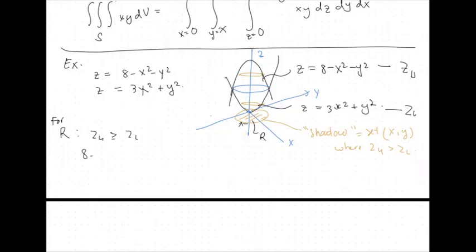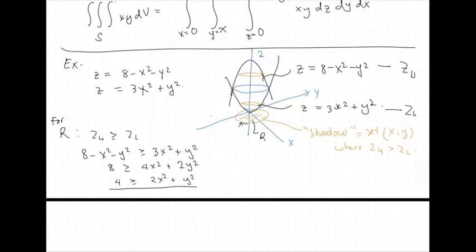So this is 8 minus x squared minus y squared is greater than or equal to 3x squared plus y squared. And then if you put the other side, you get 4x squared plus 2y squared. Oh, indeed, it's an ellipse. And then you divide all of them by 8. So you get here y squared, here 2x squared, and here 4. So the equation is x squared plus y squared is equal to 4.